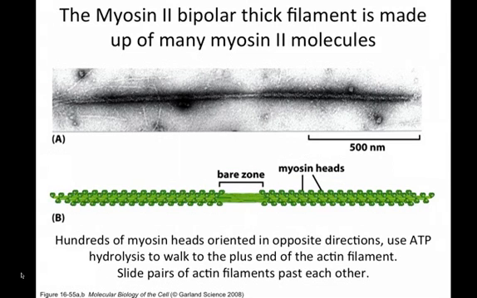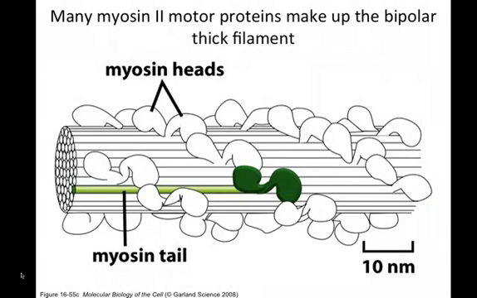So this is actually probably what you've seen. This is myosin 2 that's involved in muscle contraction, and it assembles into the bipolar thick filament, and it's made up of many, many myosin 2 molecules. So that means that there are hundreds of myosin heads. Each one of these is a myosin head, and they're oriented in opposite directions. And they use ATP hydrolysis to walk to the plus end of the actin filament, and that's what's causing muscle contraction. And so that would be a close-up. You'll have your myosin tail and then your myosin head, and they bundle together.